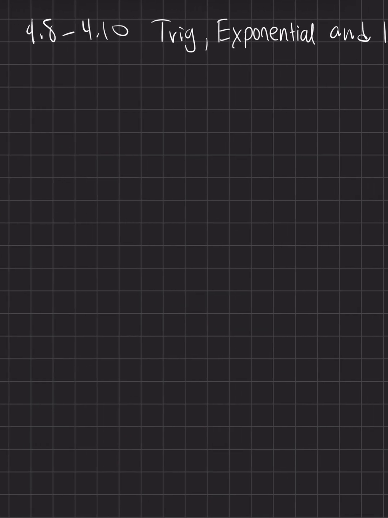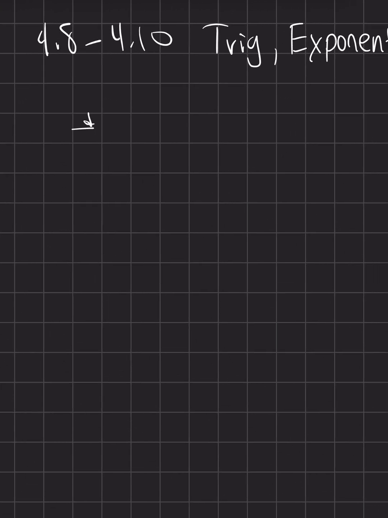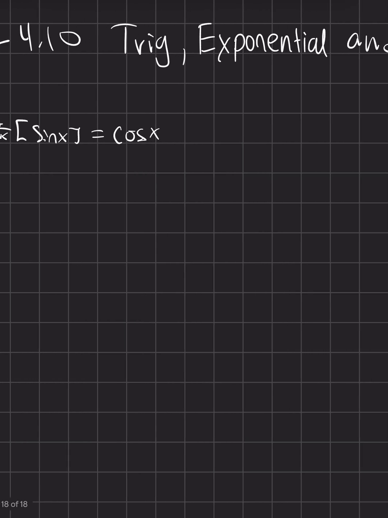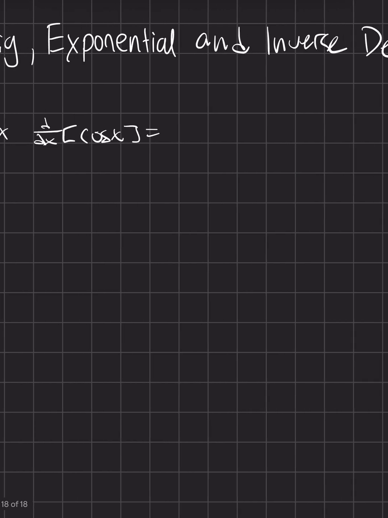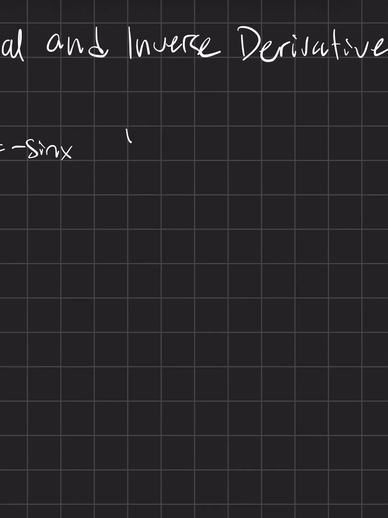All right, so to start this off, we have to go over some basic things first. We're going to have to know that the derivative of sine of x is just going to be cosine of x. And then the derivative of cosine of x is going to be equal to negative sine of x. And then the derivative of tangent of x is going to be equal to secant squared x.